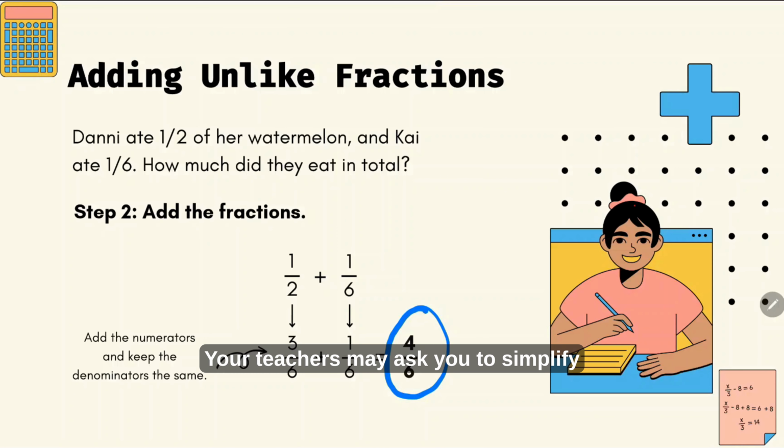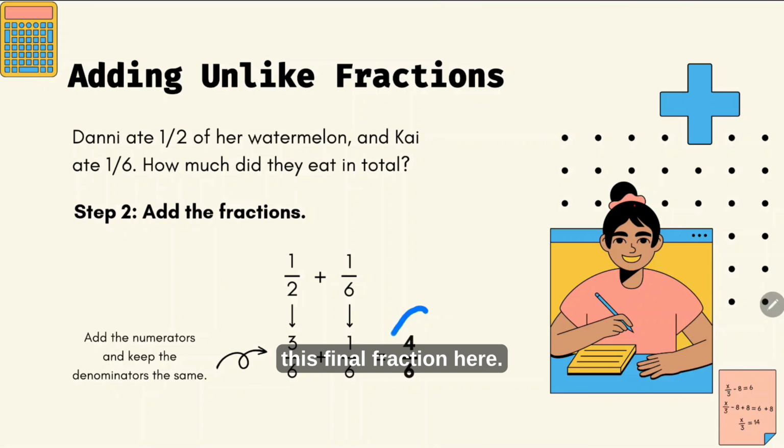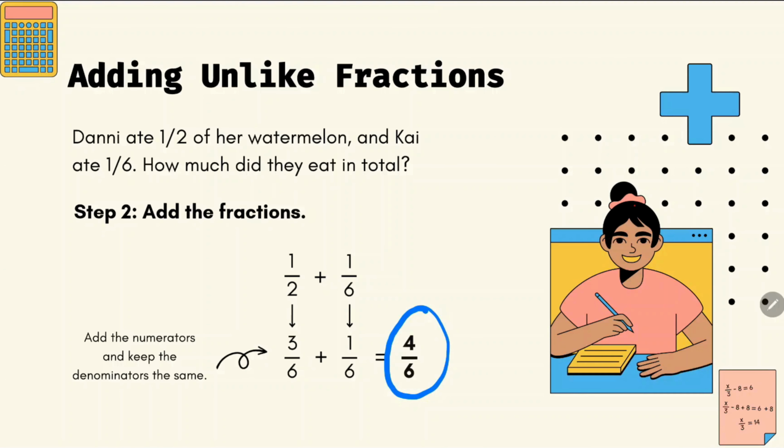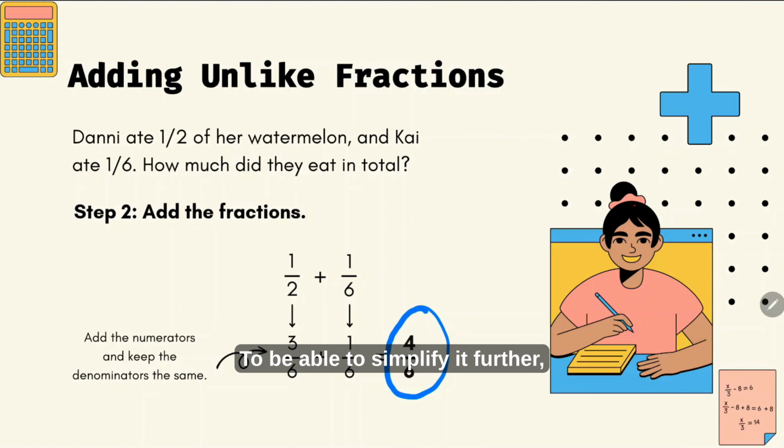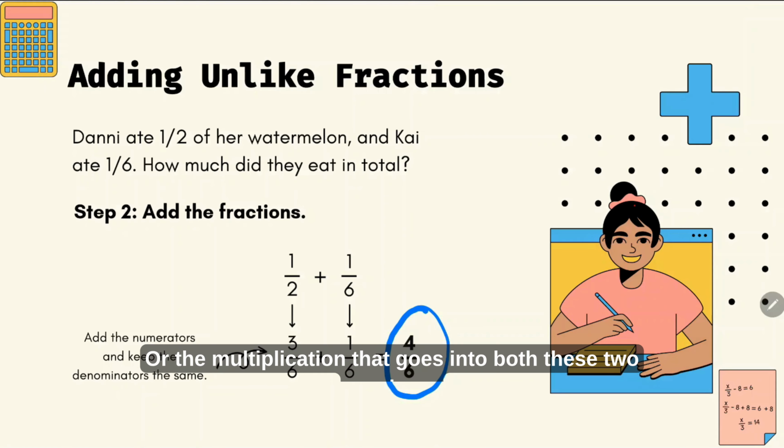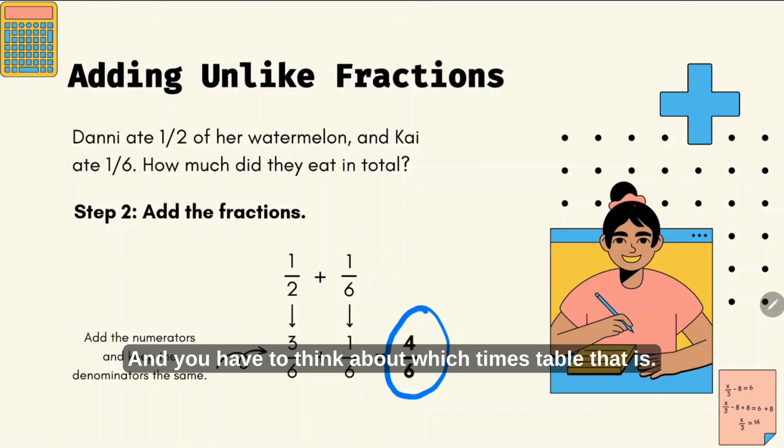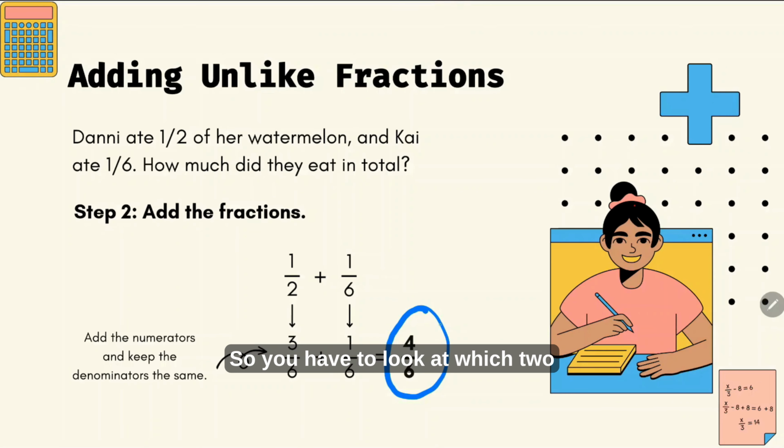Your teachers may ask you to simplify this final fraction here. To be able to simplify it further, you have to look at the multiple or the multiplication that goes into both these two numbers. And you have to think about which times table that is. In this instance, it's the 2 times table. So you have to look at which 2 times table goes into 4 and 6.